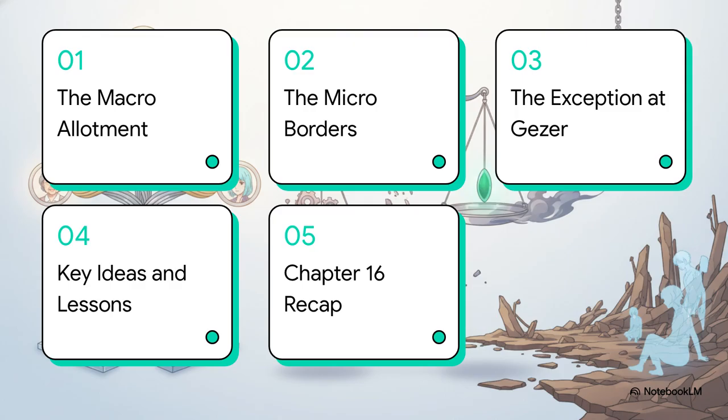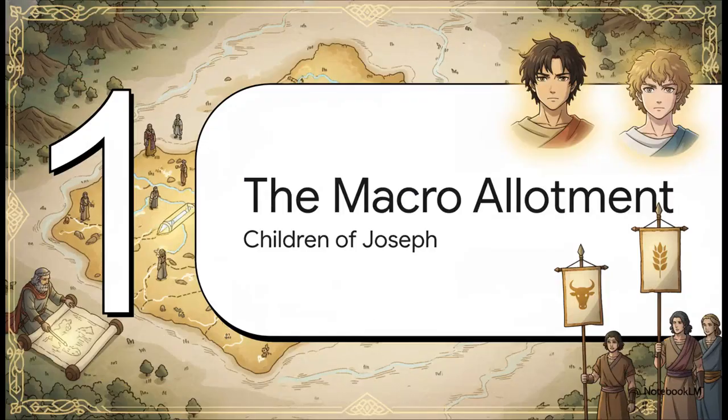Here's our quick roadmap for today. First, we'll look at the macro allotment. Then, we'll zoom in to the micro borders. After that, we'll tackle the major exception at Gezer. And finally, we'll wrap up with some key ideas, lessons, and a quick chapter recap. Let's dive right in. Section 1.